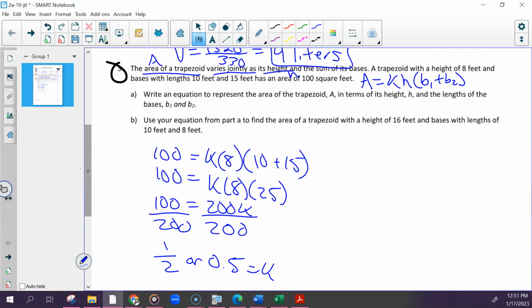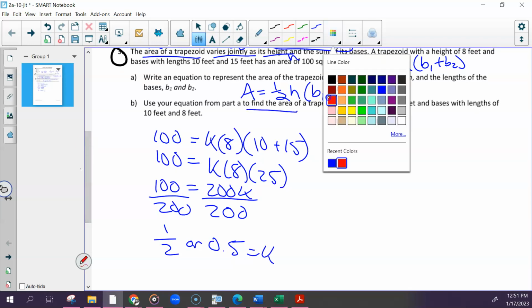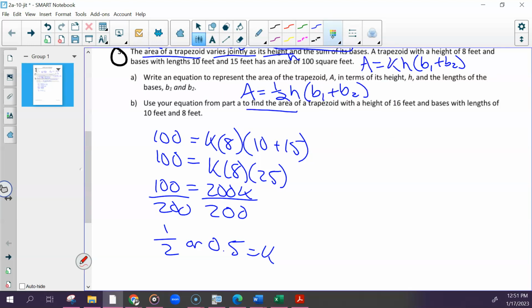So our equation to represent the area would be A equals 1/2 H times B1 plus B2. If you know or remember anything about trapezoids, this is the actual area of a trapezoid formula. So it should have been 1/2. And then part B, we are looking to find the area. So use these new numbers with 1/2 as your K to figure out what A is.